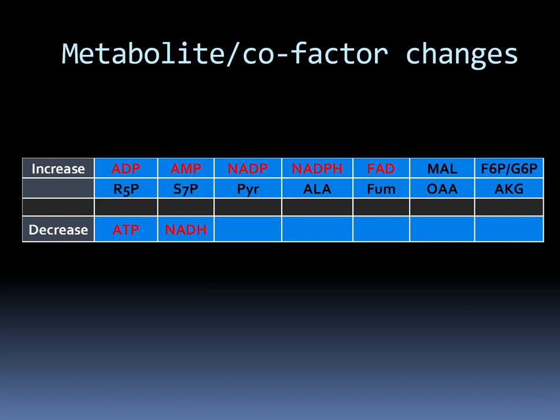And ATP and NADH are significantly decreased in the cells from IPF patients and TGF-beta treated fibroblasts. And the other metabolites such as MAL, F6P, alpha-KG, OAA, etc., are increased in the differentiated cells, which are cells from IPF patients and TGF-beta treated cells.